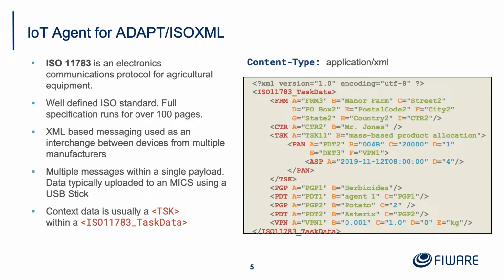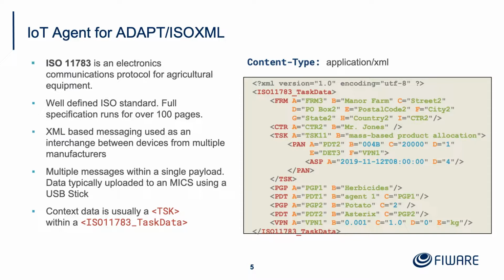ISO 11783 is an ISO standard. It's an electronic communication protocol for agricultural equipment. As I said, it's a very long specification, and you can see the payloads are much more verbose than that simple XML, but you can use the same sort of method to attack this information.